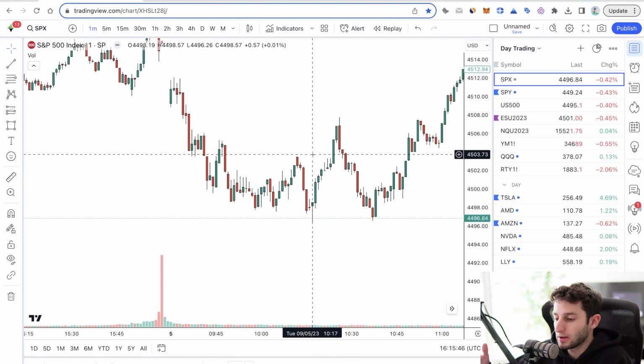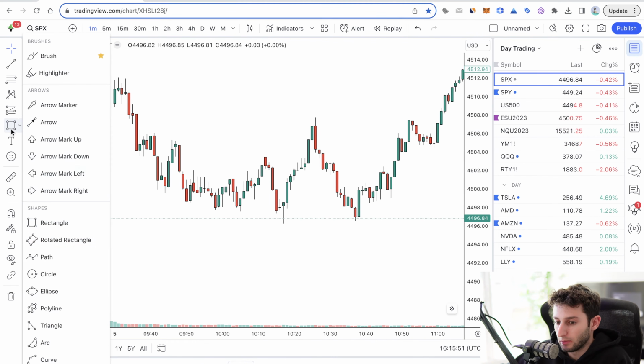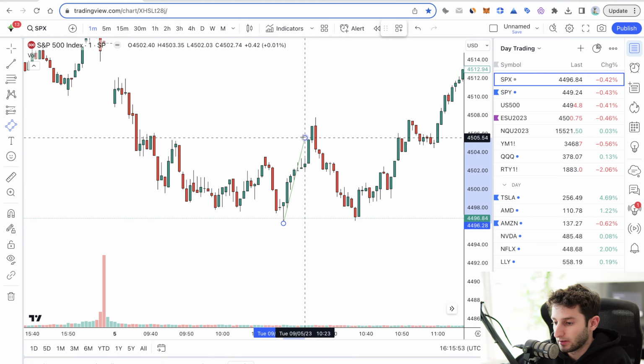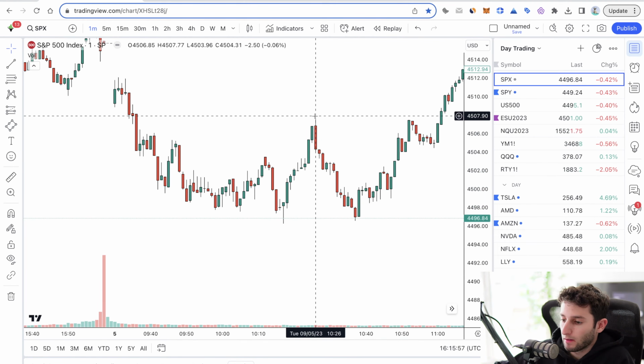Now, when I say wait for price to tell you what it wants to do, this is what I'm talking about. This move right here. Really want you guys to study this, okay? This move right here. Now, what does this tell us?